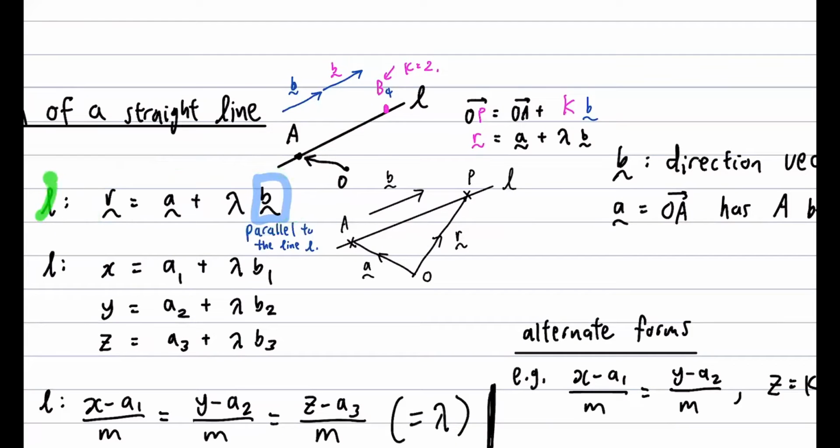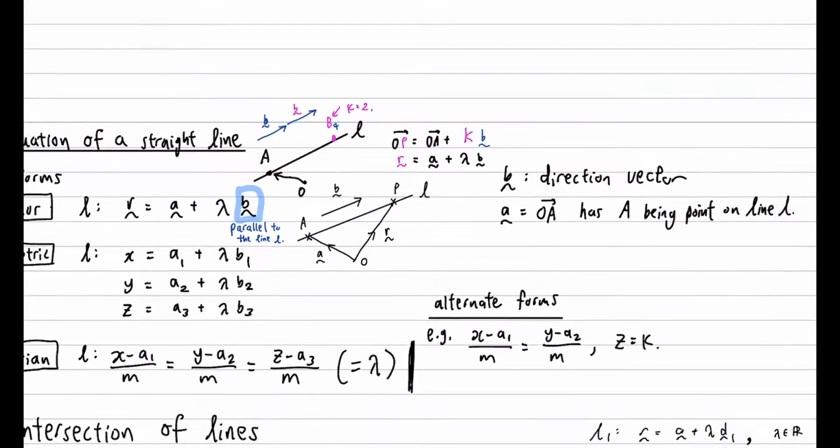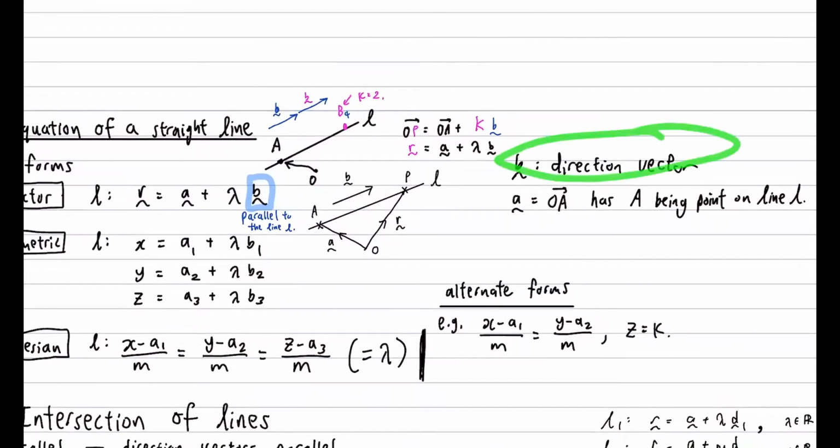The notation is you put down the name of the line. L, sometimes it's L1, sometimes capital L, sometimes capital L1, capital L2. Then you put a colon, and then you put down the generic vector R with a tilde below, equals A plus lambda B. I think you know this. I saw that you were able to do it. Just note that B is the direction vector, which is parallel to the line, and OA has A being the point on the line L.